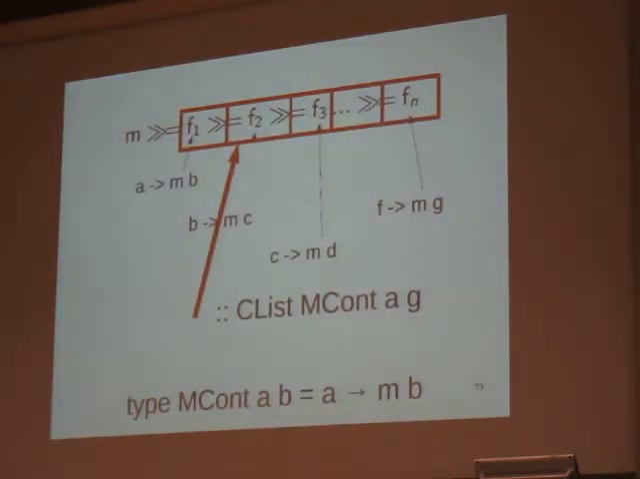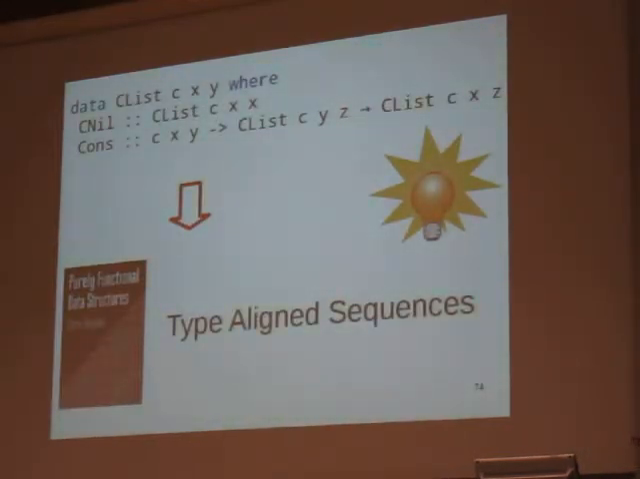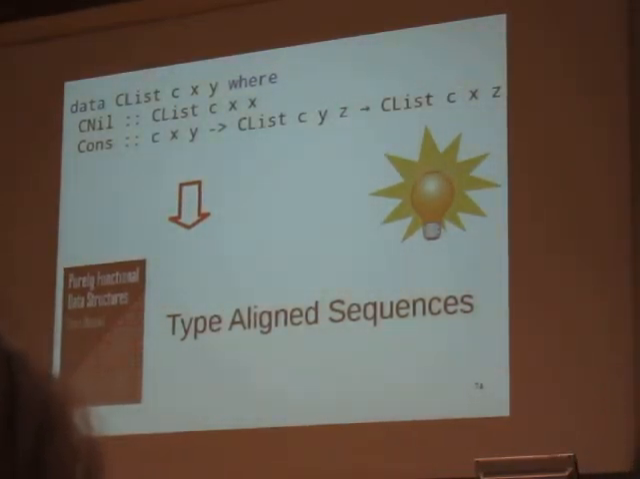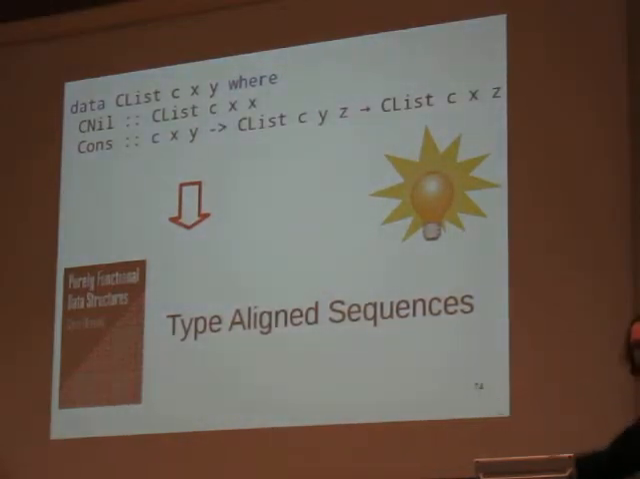It's just a head-tail list. But of course, we can apply the exact same trick to any kind of sequence data structure. And we call these type-aligned sequence data structures. And this type-aligned means the type is sort of threaded through, right?